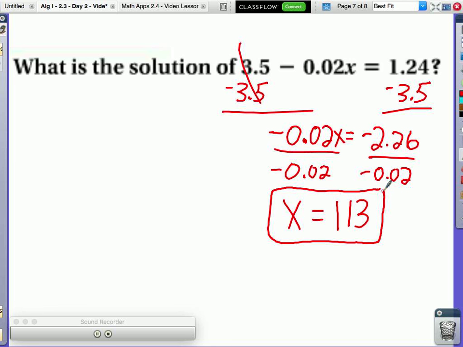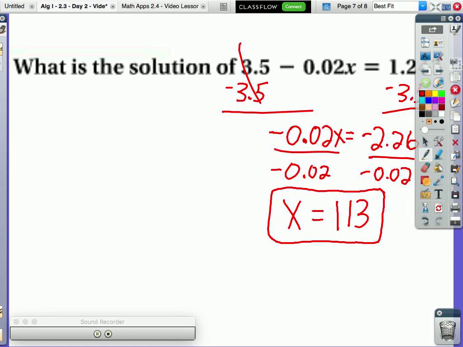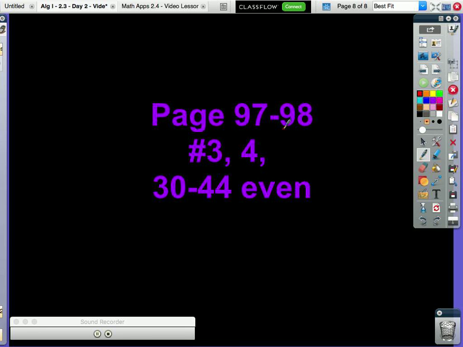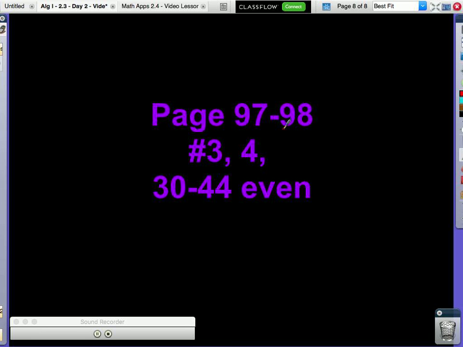That's it. All right, good luck on your assignment. Your assignment is not too many problems. It's on these two pages, 97 to page 98, number 3, number 4, and then 30 through 44 even.